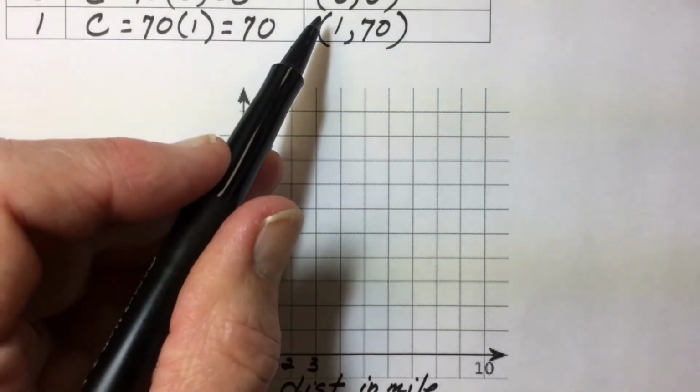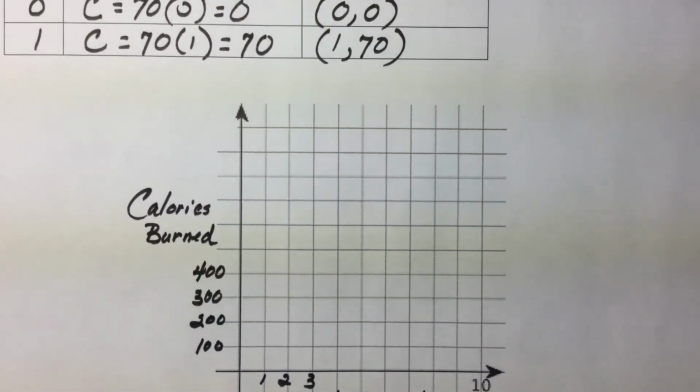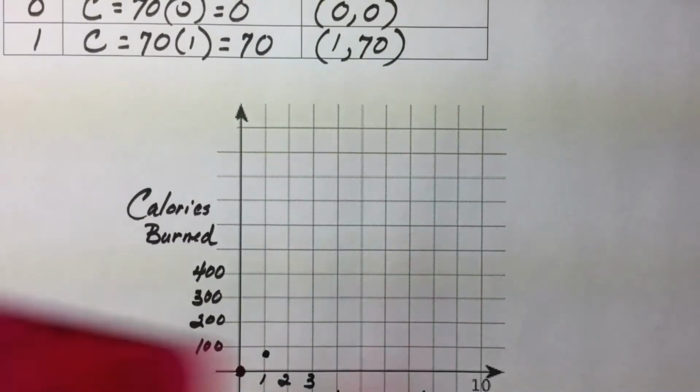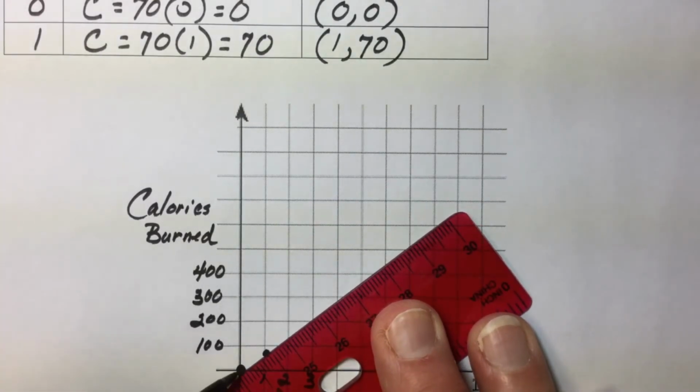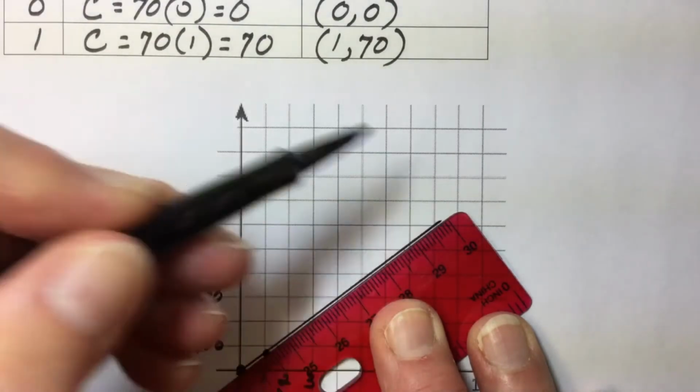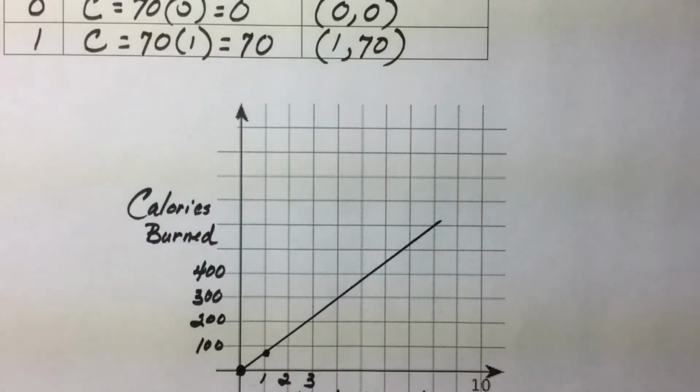The first one, the ordered pair was 0, 0. That's here. The other point was 1, 70, and I'm going to approximate where 70 is on the graph. Using a straight edge, we'll connect those points for a representation of the calories burned with the distance walked.